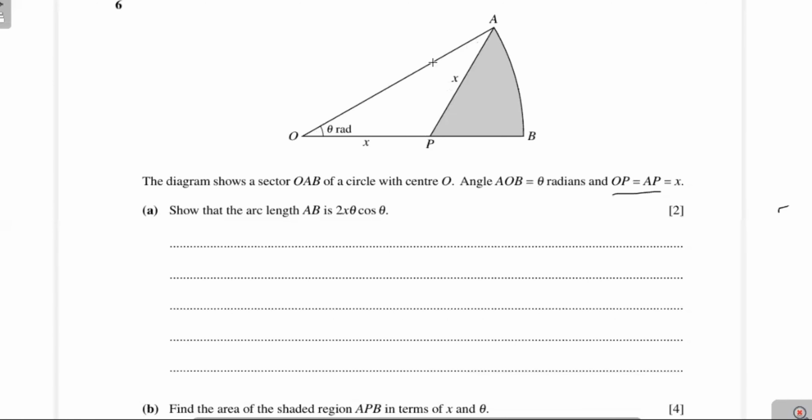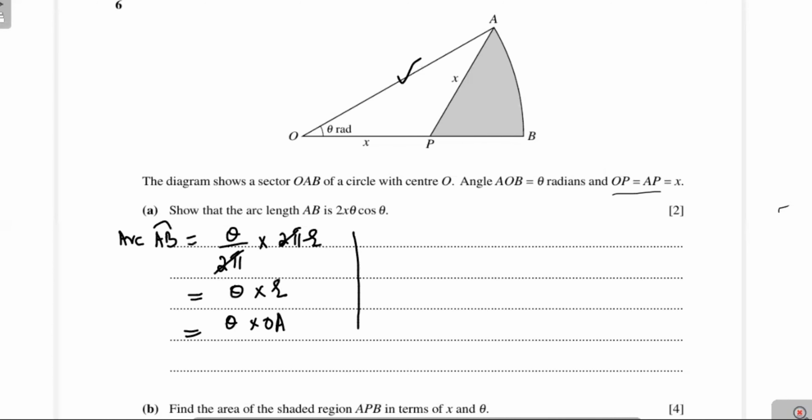Now the formula of the arc length AB equals theta over 2 pi into 2 pi r. We can write it as theta into r, where r is the radius. Here, OA is the radius, so we write theta into OA. Firstly we find the length OA.